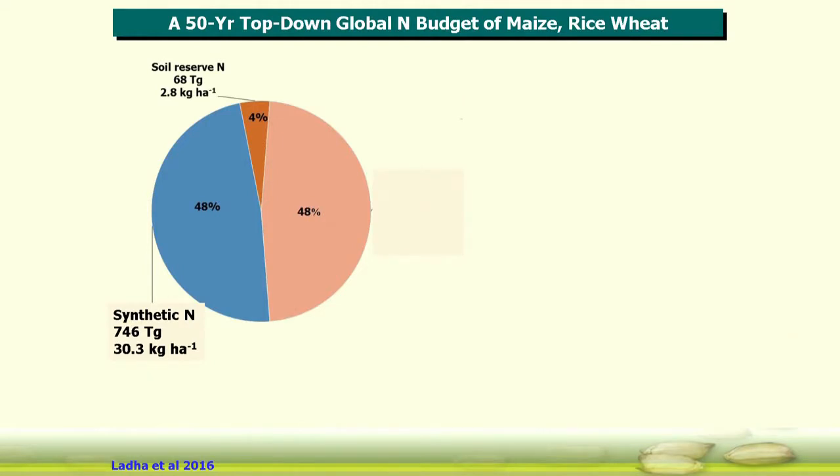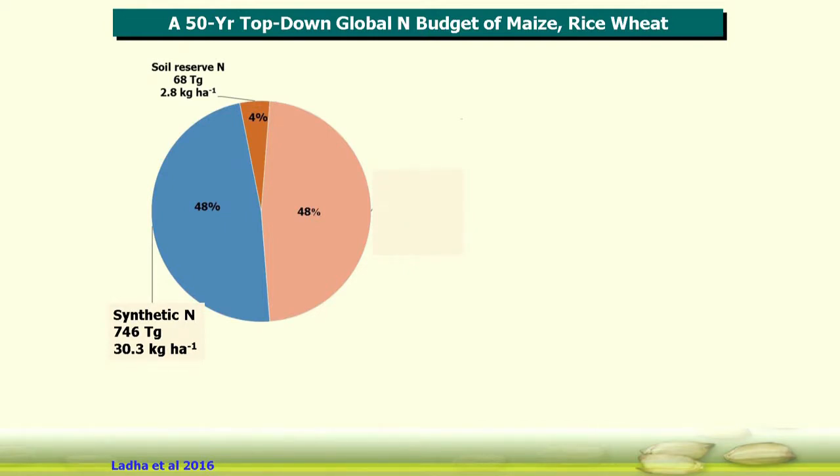As I said, we often talk about synthetic nitrogen, but we forget there are other sources of nitrogen. Here we have done a total nitrogen budget, a global nitrogen budget in rice, wheat, and maize. What you see here is that in 50 years, a total of 746 teragram of nitrogen, million metric tons, were used for crops. And on global average, it's about 30 kilogram per hectare. The soil provided about 3 kilogram nitrogen per hectare over that period, because most of the soils have reached a steady state, and so they don't have much more to provide.